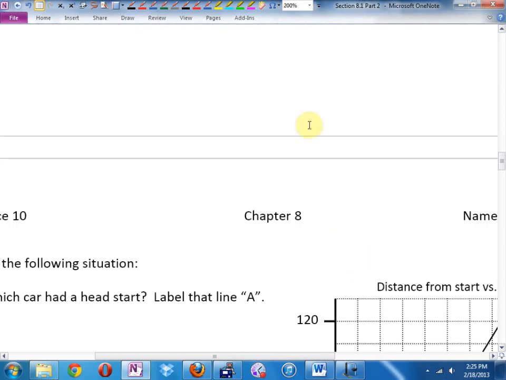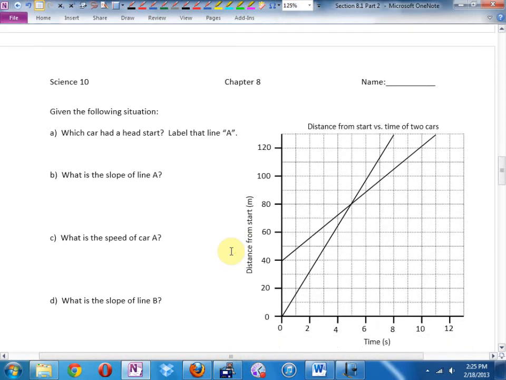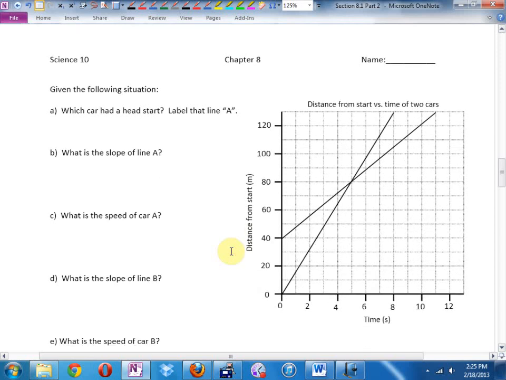Turn the page. Here's the situation. I've given you a graph. I labeled it distance from start versus the time for 2 cars. On the y-axis, we're graphing distance or position. On the x-axis, we're graphing time in seconds. Which car had a head start? Label that line A. Which of those 2 cars had a head start, and how can you tell?